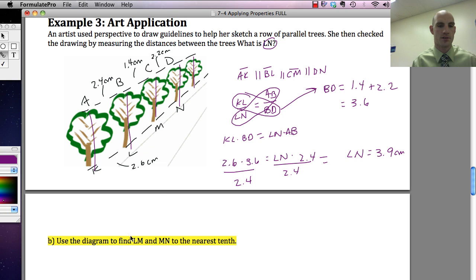Well, what I'm going to ask you to do is find LM and MN. So LM and MN. I'm going to give you a hint that you might need to use the fact that these three lines here are parallel, and the fact that BC is proportional to a couple of these different things.